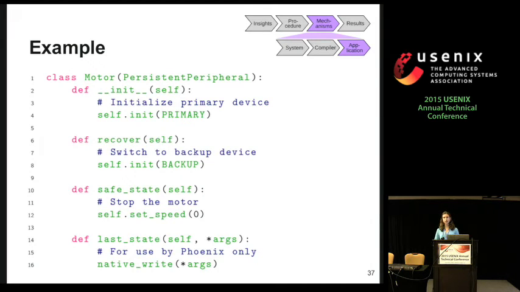But as you can see, both the recover and safe state functions are just a single line of Python code in this example, which is a realistic example that we used. So you can see the recovery code just switches over to a backup device, and the safe state code sets the motor speed to 0.